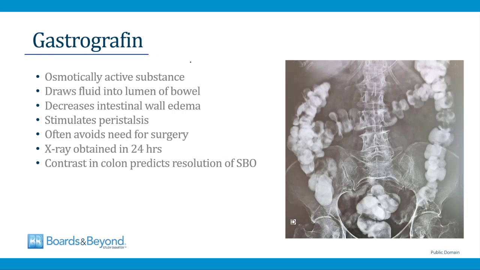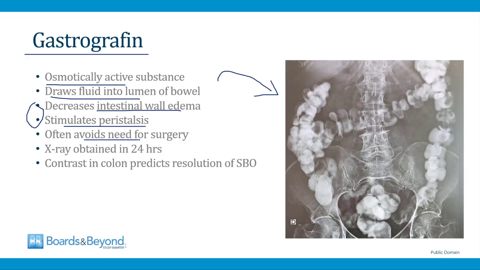Gastrografin is a contrast agent that patients can drink so that you can take images of the bowel, like this X-ray shown on the screen here, or a CT scan. But in addition to being a contrast agent, gastrografin is osmotically active, so it draws fluid into the lumen of the bowel, and this can be advantageous for a couple of reasons in patients with small bowel obstructions. First of all, it will decrease the amount of edema in the intestinal wall, and secondly, it will stimulate peristalsis. And because of these effects, gastrografin often avoids the need for surgery.